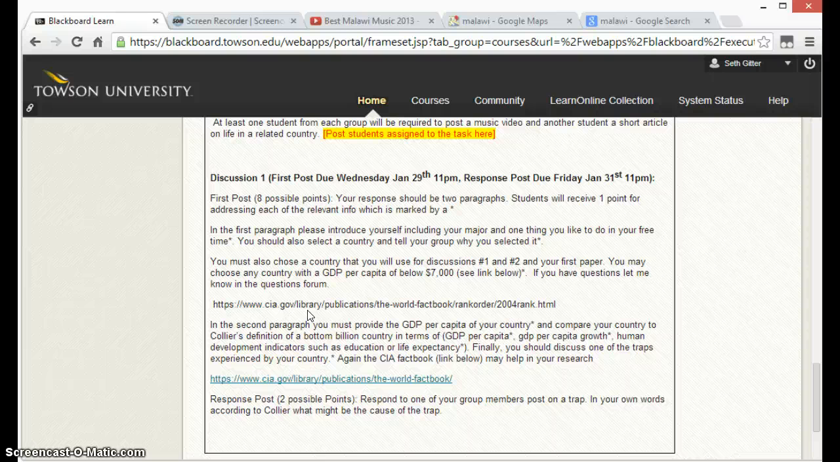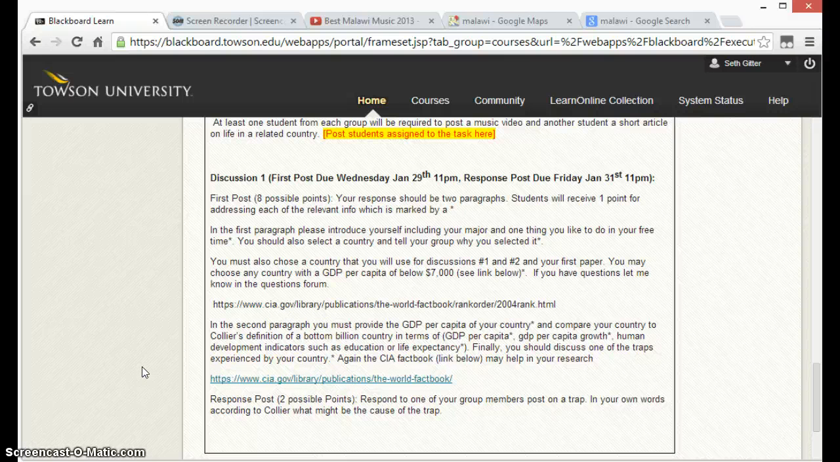Paul Collier's book suggests that there are four different traps that can cause countries to be poor. In your short discussion post, try to talk about why you think one of those things is causing the country to be poor. Again, the CIA Factbook might be really helpful to look up information about your country.